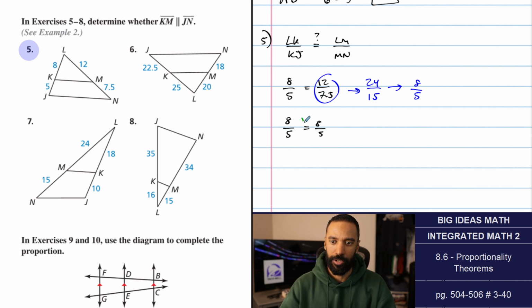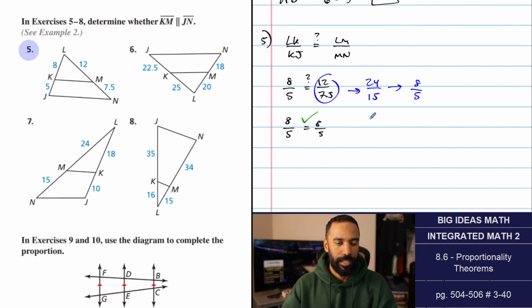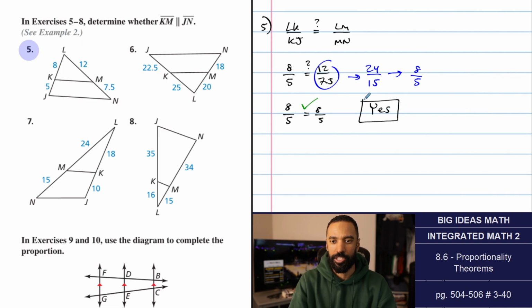So that is a good old check. That is true because before it was in question. So yes, KM is parallel to JN because the proportionality holds.